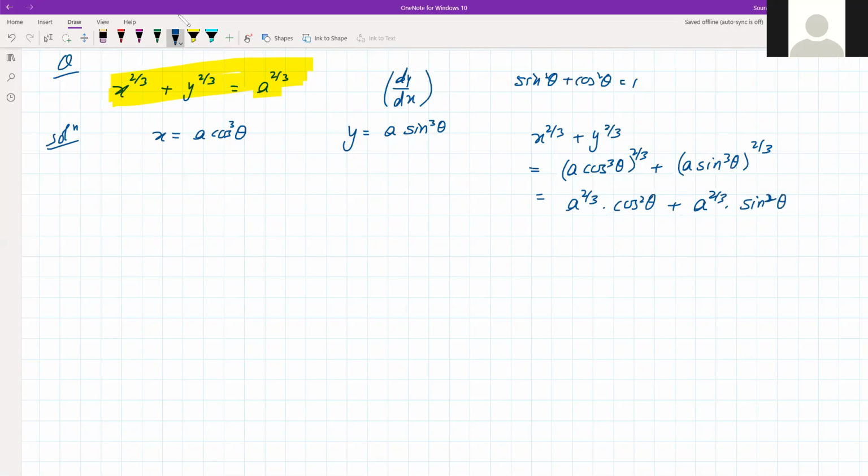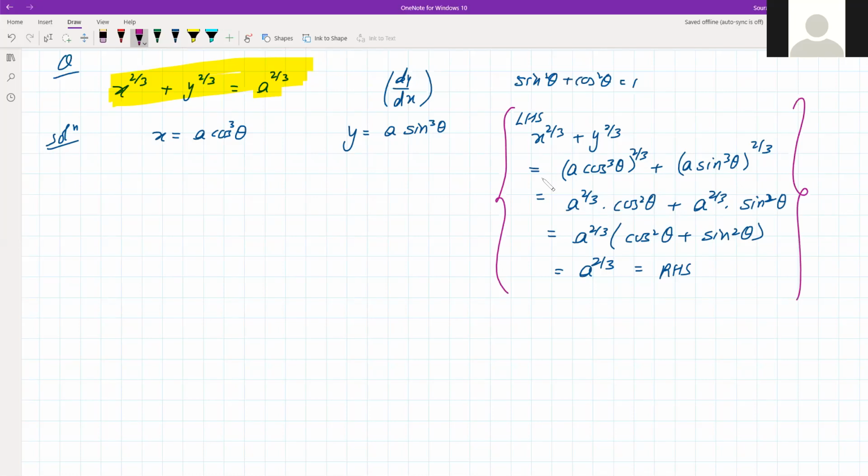So we have this a to the power 2 by 3 common. Inside I will have cos square theta plus sine square theta, which is equal to 1. So this becomes a to the power 2 by 3, which is equal to the RHS. This is for understanding purposes, not part of your solution. We did this to verify whether our substitution is correct or not.